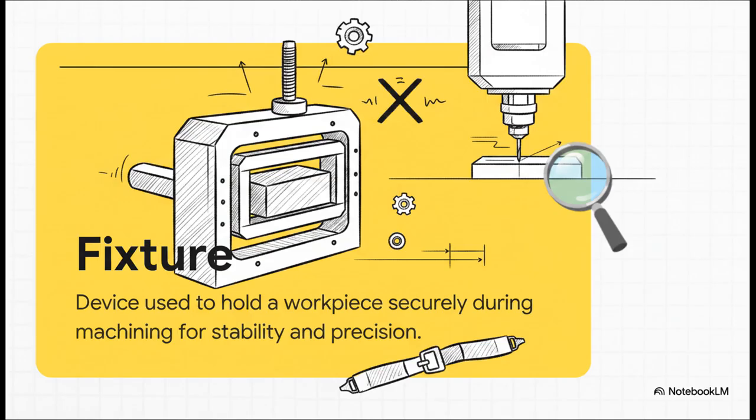The fixture is a heavy-duty clamping device, essentially a giant seatbelt for our metal bracket. It grabs onto our raw material, our workpiece, and holds it absolutely securely during machining. This guarantees the stability and precision required for the CNC machine to do its flawless work.